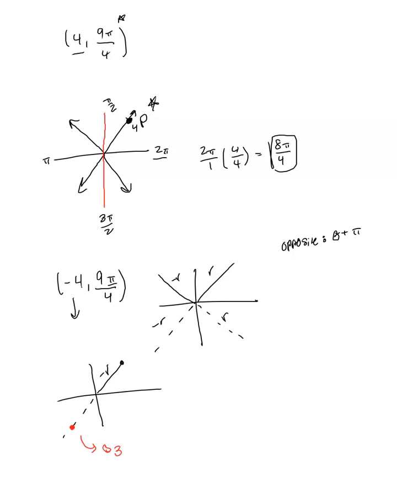That makes sense? I know that confuses people. But you just have to remember that the radius and negative radius are just opposites of one another. They're just in diagonal quadrants.